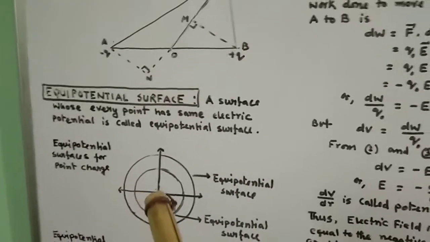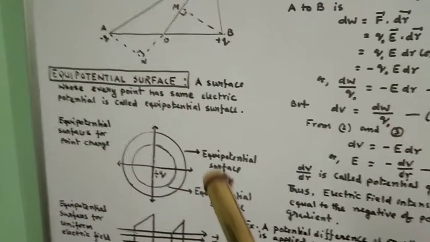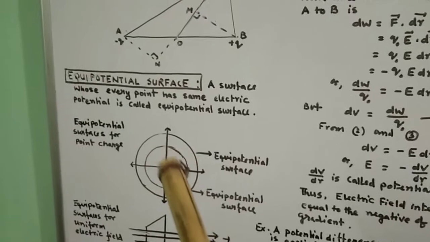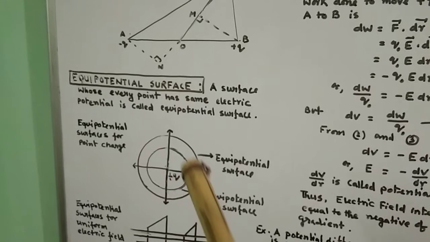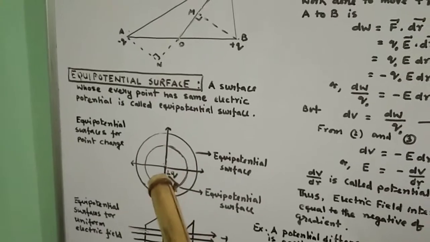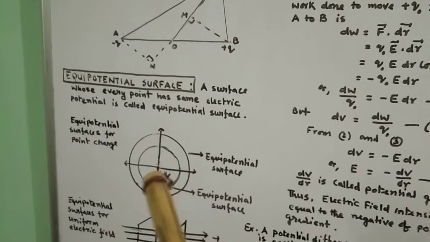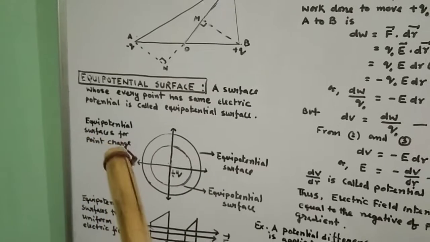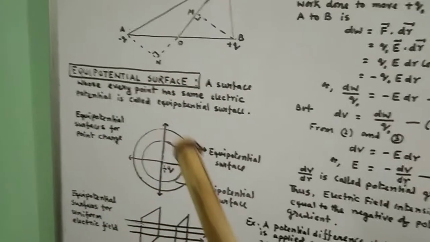How is it possible? If you consider a point charge, you can consider this circle as your equipotential surface because this concentric circle has a specific radius and the charge is plus Q. So at every point on the circumference of this circle, the potential is identical. That's why these surfaces are known as equipotential surfaces. So for a point charge, the equipotential surface is spherical. This is your spherical equipotential surface.